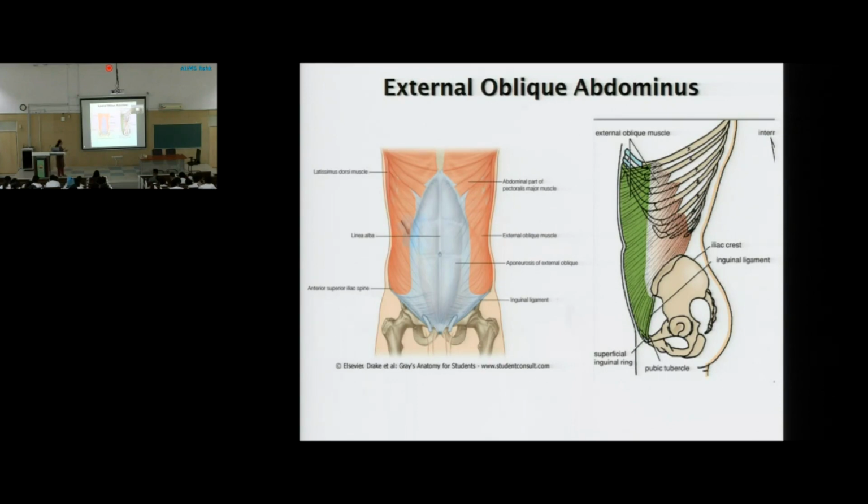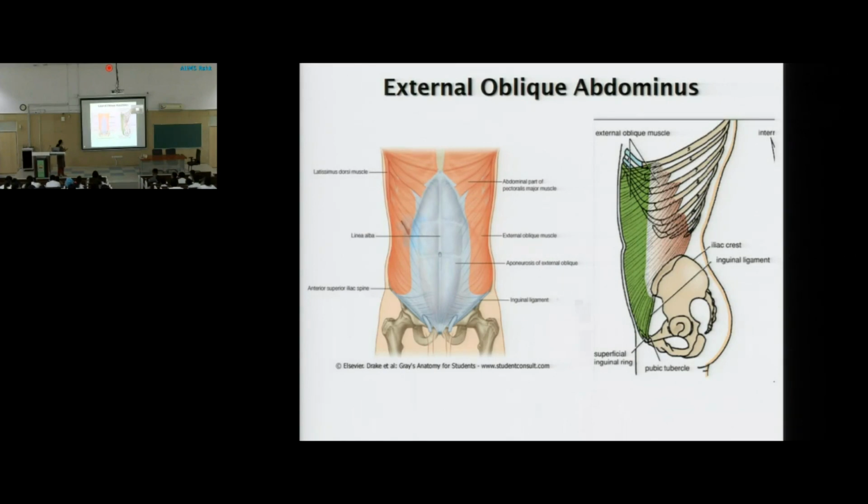So now this is the origin, and where does the insertion go? These fibers are going to get inserted into the xiphoid process, the linea alba, and then after the linea alba it is going to get inserted here. That is the pubic symphysis. Laterally from the pubic symphysis will be the area of the pubic tubercle. I am talking only up to the pubic tubercle.